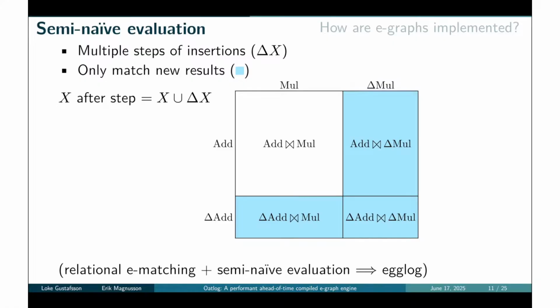Implementing relational e-matching and semi-naive evaluation together, we would basically get egglog. And egglog is significantly faster than egg. This wraps up our background on eGraph implementation, and we are ready to focus on Oatlog itself.